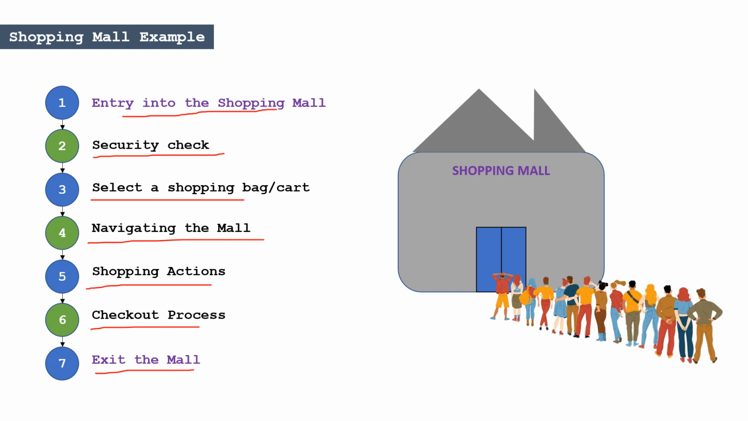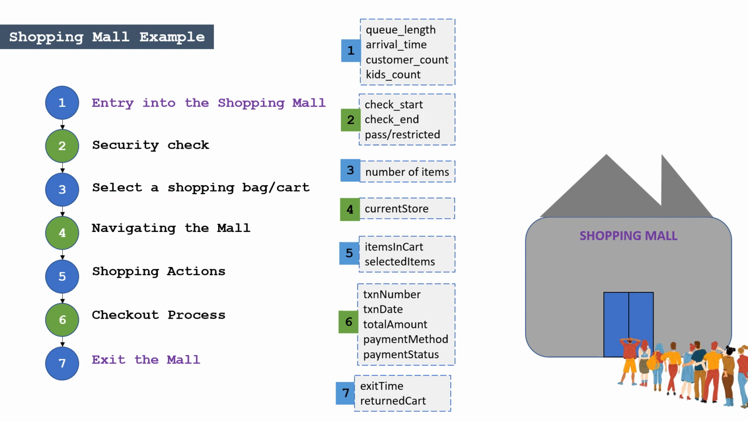For each and every process there is some associated data with it. So let us identify that data. Whenever you enter a shopping mall, you can identify a data called queue length. Queue length is nothing but the number of people standing in the queue. Then you may note down the arrival time of the customer, the customer count, and the kids count as well. Depending on your need, you will identify different types of variables or data.